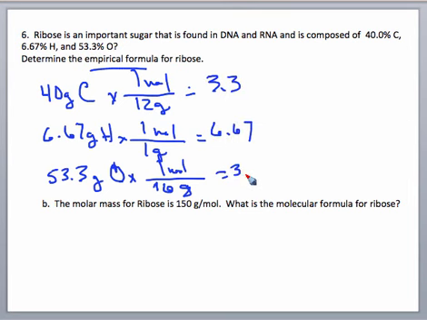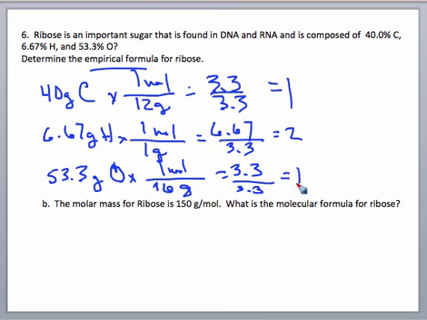6.67, and 3.3. So then once you have these numbers, we need to make them a whole number ratio. So the easiest way to do that is to divide all of them by the smallest. So 3.3 is our smallest value, so we get 1, 2, and 1. So our empirical formula is carbon 1, hydrogen 2, and oxygen 1.